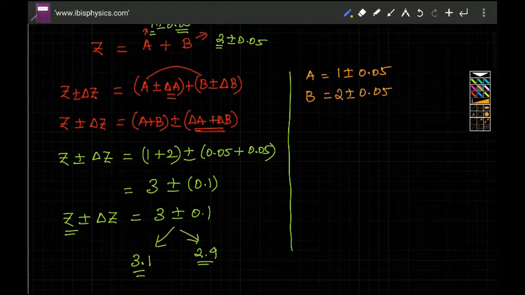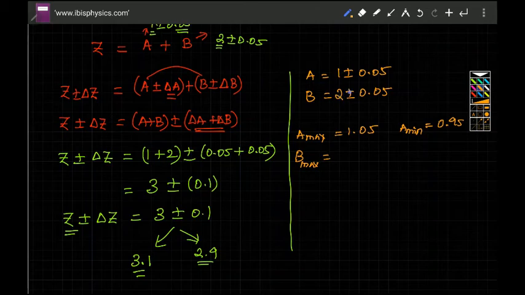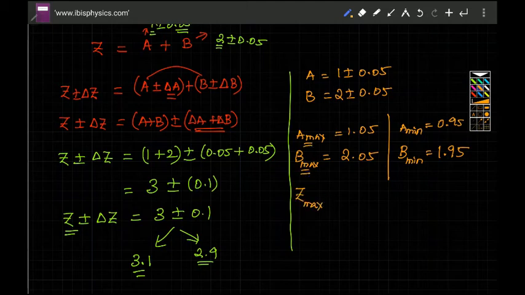Okay, the maximum values and minimum values. The maximum value of A, so A maximum, is 1 plus 0.05, which is 1.05. A minimum is 1 minus 0.05, which is 0.95. B maximum is 2 plus 0.05, which is 2.05, and B minimum is 2 minus 0.05, which is 1.95. Now when you add A maximum with B maximum, we get Z maximum. Z maximum is 3.10. Are we getting that here?